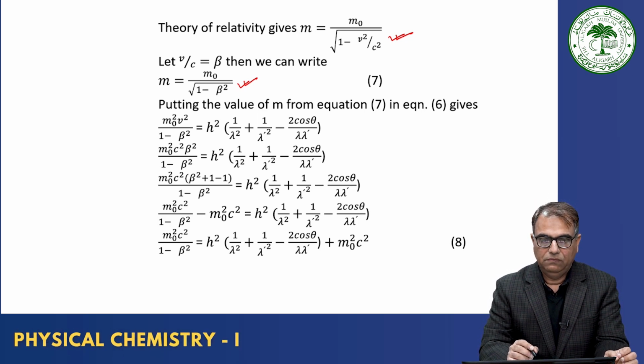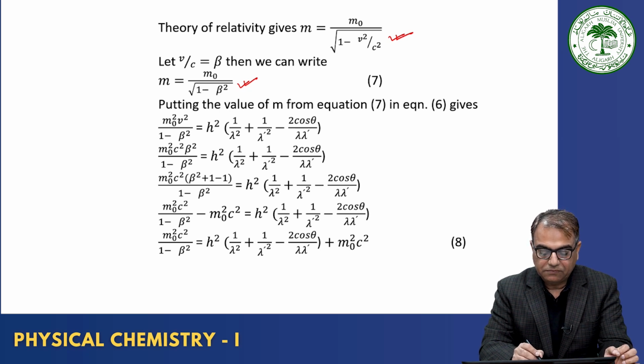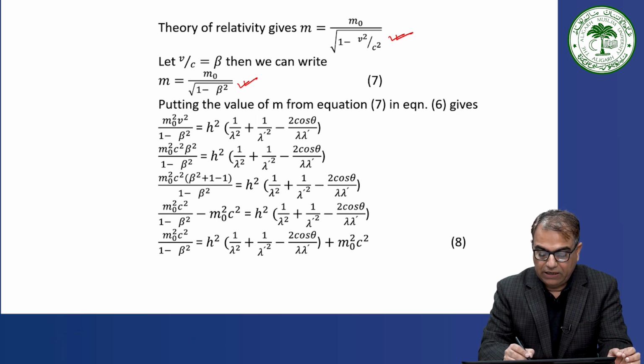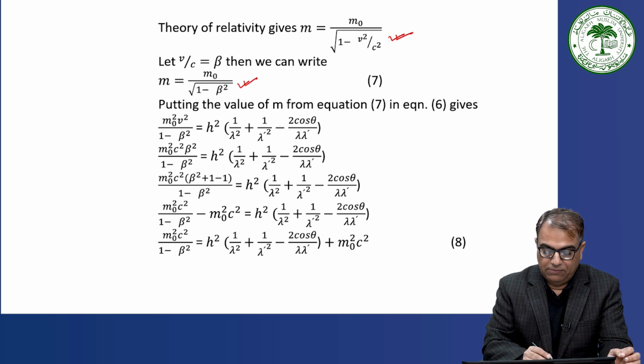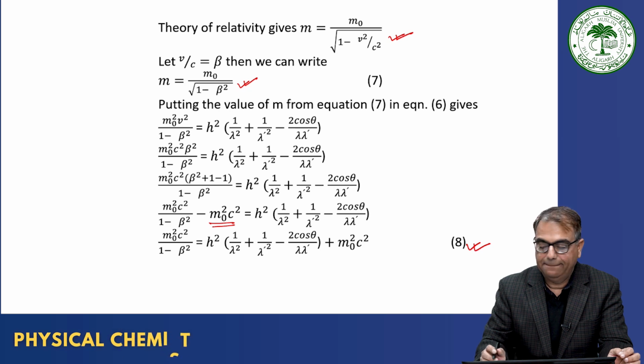Okay. Now we can rearrange this equation, and for your convenience I have done every step. So m naught c square, then we can write beta square plus 1 minus 1, that you can do easily, and then 1 minus beta square. And as a result of this, what you get, m naught c square divided by 1 minus beta square minus m naught c square, okay, is equal to the right hand side, there is no change, it remains the same. Now m naught c square (1 minus beta square), bring this on the right hand side and you get equation number 8, okay.